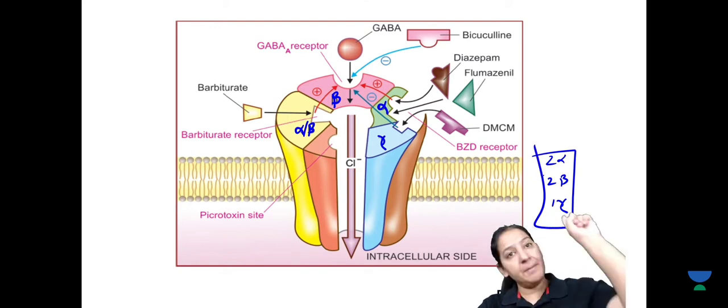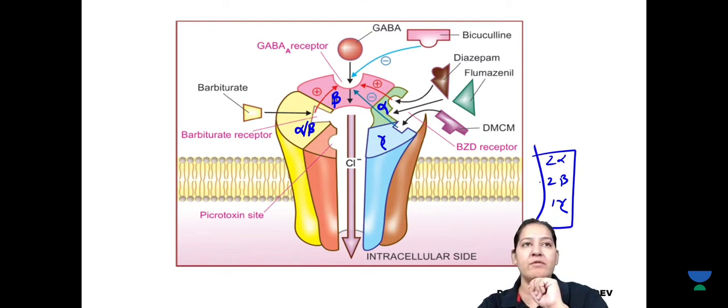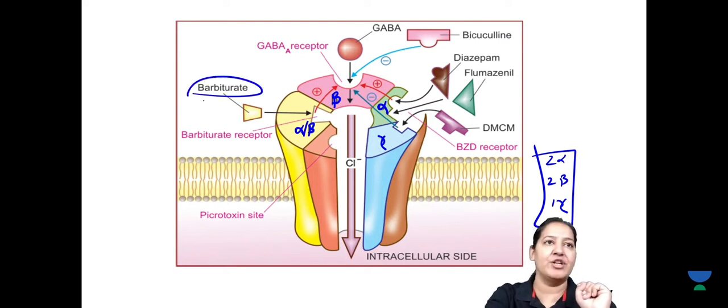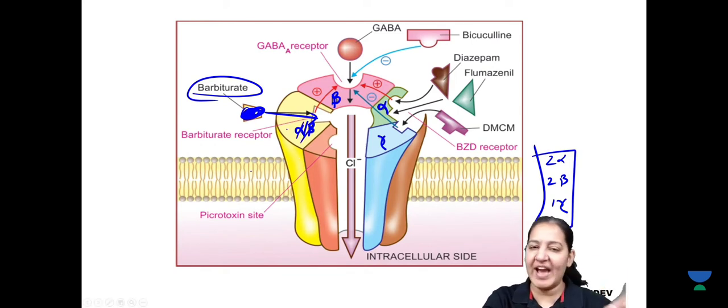Whenever you were giving barbiturate, where was the barbiturate acting? See, this is a tablet of barbiturate shown here. Barbiturate was acting on the alpha-beta junction, showing its GABA facilitatory action and GABA mimicry action, both actions. Give me a thumbs up, that is barbiturate.